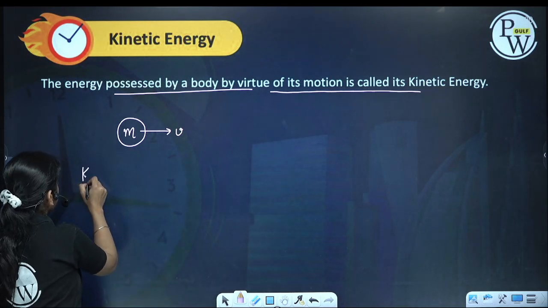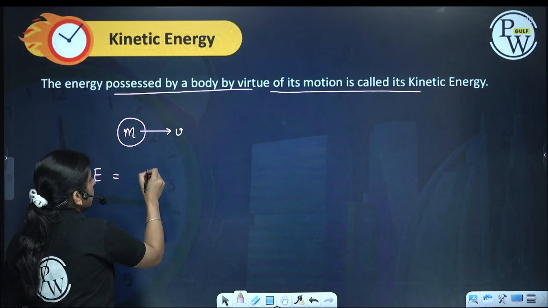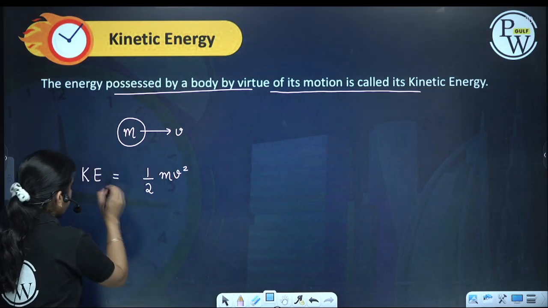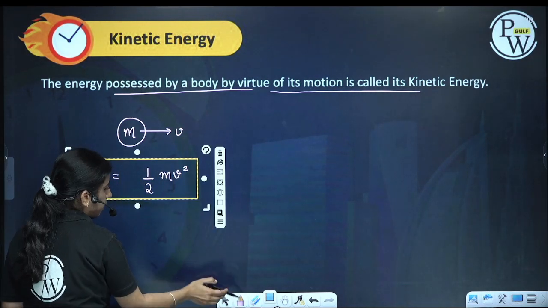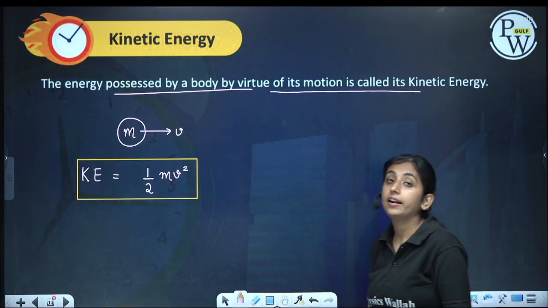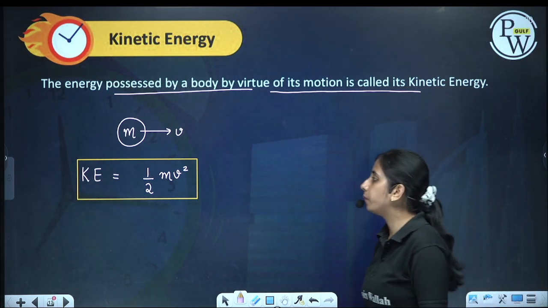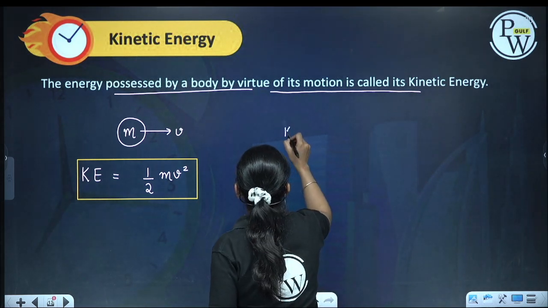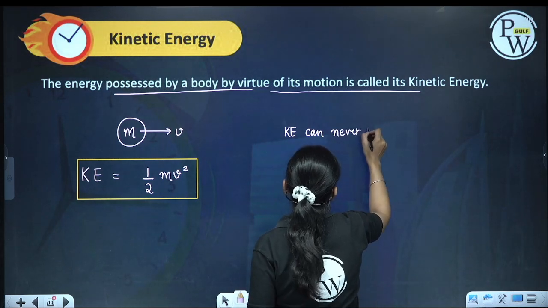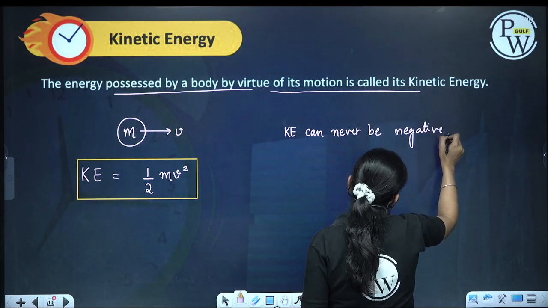Now what is the formula for kinetic energy? If we have a body of mass m moving with speed v, then the kinetic energy possessed by the body will be half mv square. So kinetic energy is directly proportional to mass and directly proportional to the square of the velocity. Now kinetic energy can never be negative.